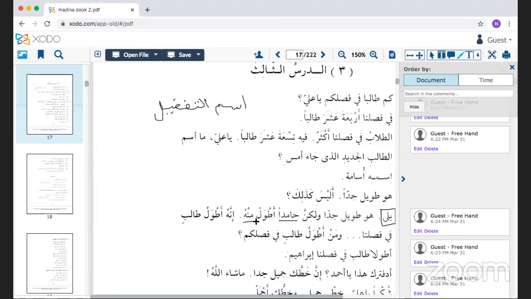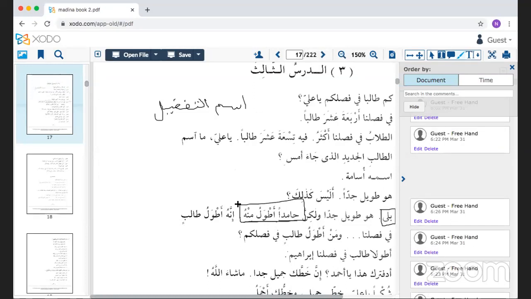atwalu minhu. Atwalu minhu. And also atwalu talibin. So he said over here, huwa tawilun jiddan, walakinna hamidan atwalu minhu. So where is the ism tafdil in these words? أطول. Hamidan atwalu minhu. Where's ism tafdil? أطول. Ism tafdil, barakallahu fiqh, is atwalu.